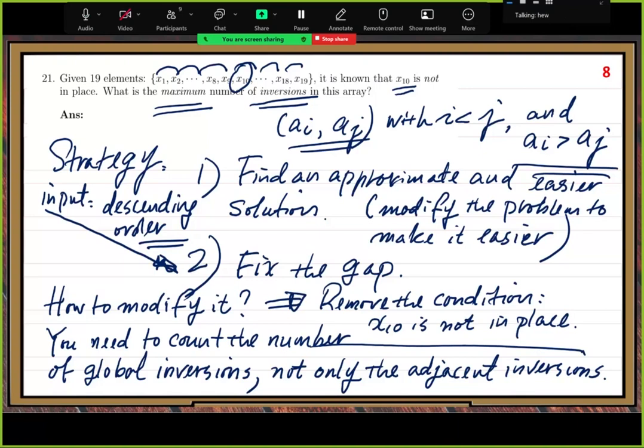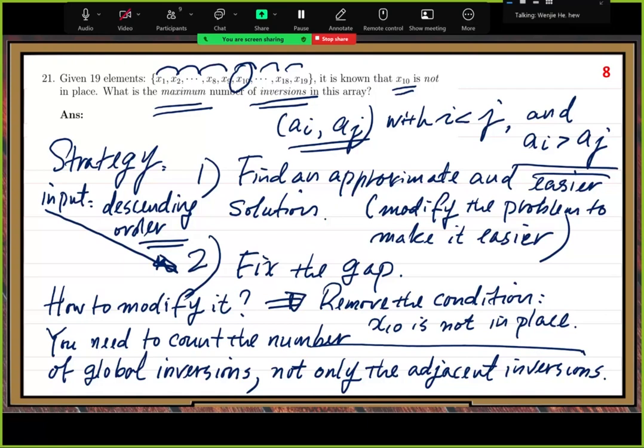If you sort the descending order into ascending order, you do not move x10. When you sort it ascending, x10 stays in the same place, no change. That means x10 is in place. But our condition is x10 not in place. You need to make one move. The destination: x10 cannot stay in the middle. x10 has to go to some other place.